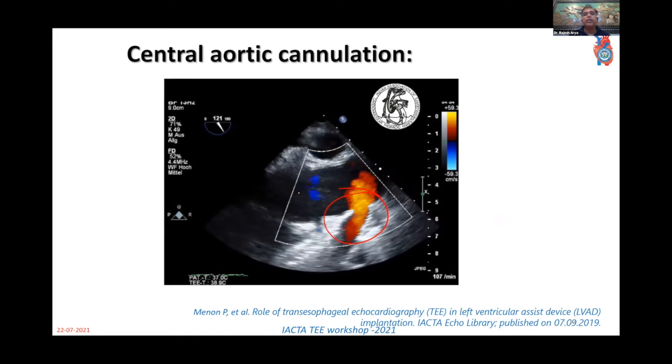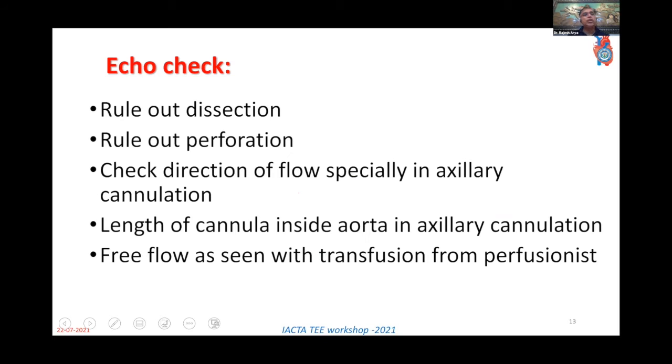Thus, we can rule out any dissection or any other complications because of cannulation. So once the surgeon has done the cannulation, we must do an echo check. In the entire presentation, whatever we do, I'm just trying to explain and go very practical: once the surgeon has done it, you must go for an echo check.